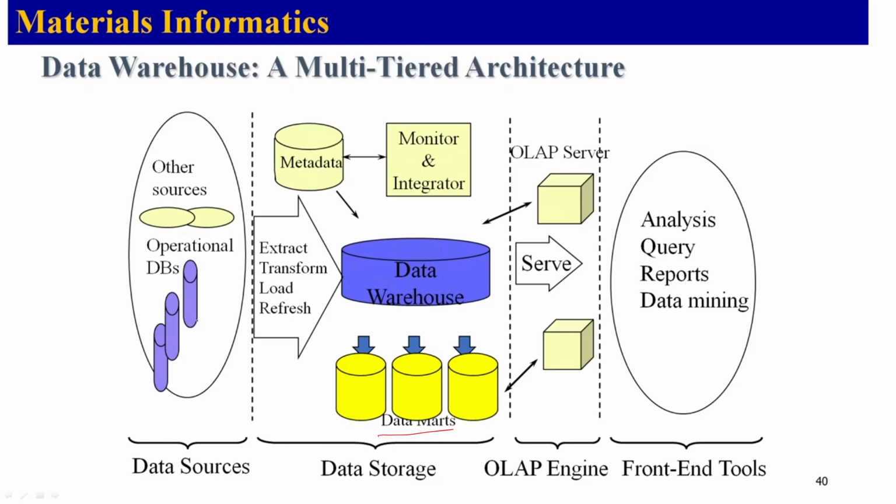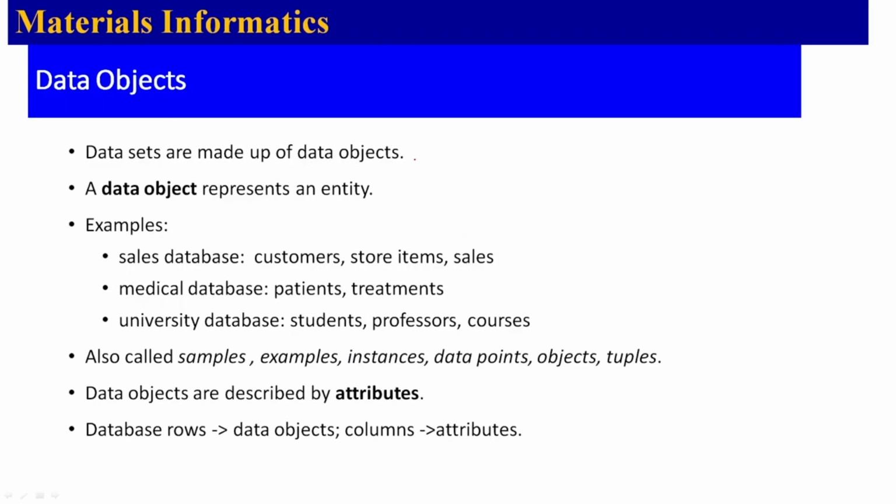So, OLAP servers will allow you to analyze the data in a very systematic manner, and then in the front end you can provide your query or report or data mining things. Okay. That is what is done in the front end. Remember that. The front end is not very important, but the OLAP engine does most of the work. Okay. So, this is going to be the futuristic view of data warehouse. It is going to happen in the next 5 to 10 years.